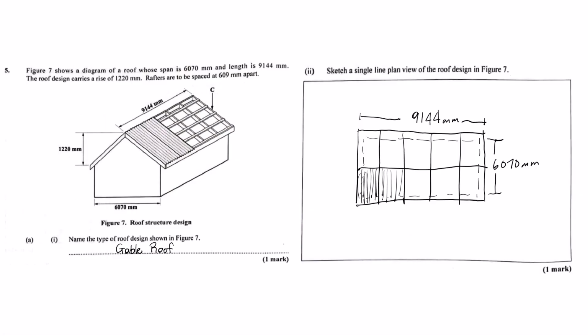Pretty much, yeah. Now, figure 7 gives us some actual numbers for a specific gable roof design. It says the span, so the width, is 60-70 millimeters. The length, along the ridge, is 900 and 144 millimeters. And the rise, the vertical height from the wall top to the ridge, is 1,220 millimeters. Those define the basic geometry.